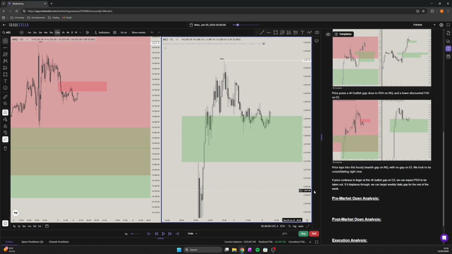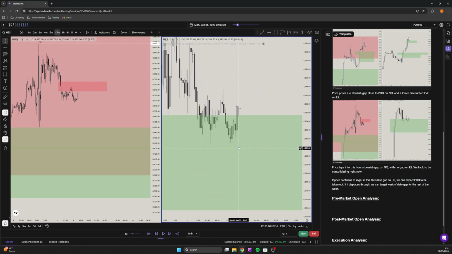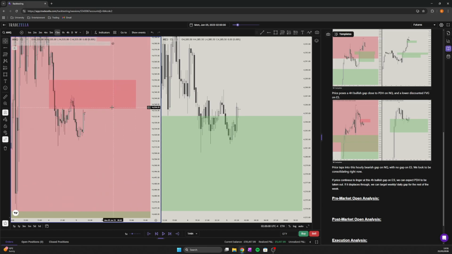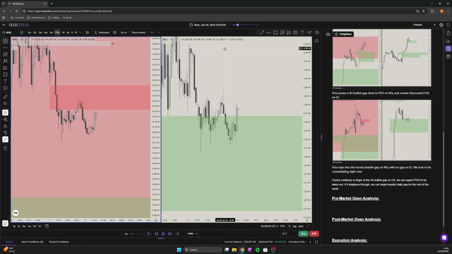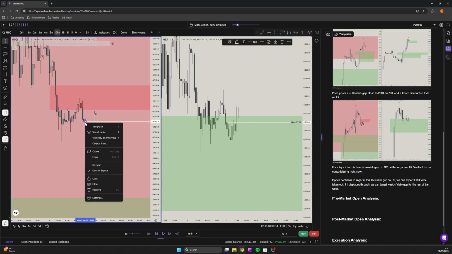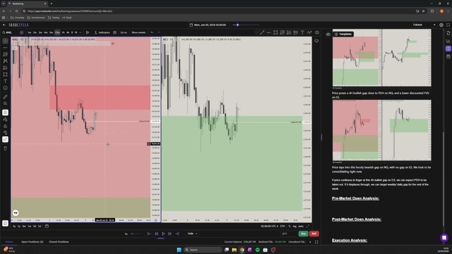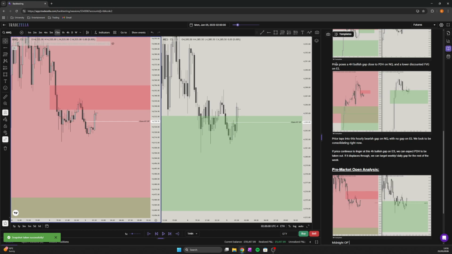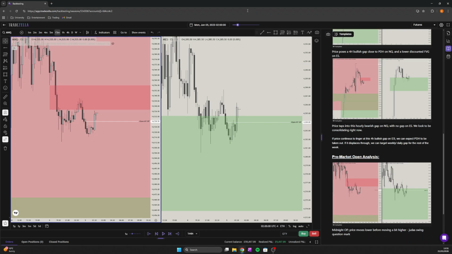So now let's continue to just read market price action. Let's see what price does. Let's mark out what the New York midnight opening price does. Midnight. Possible Judas swing. Let's mention this. Price moves lower before moving a bit higher. Judas swing, question mark.